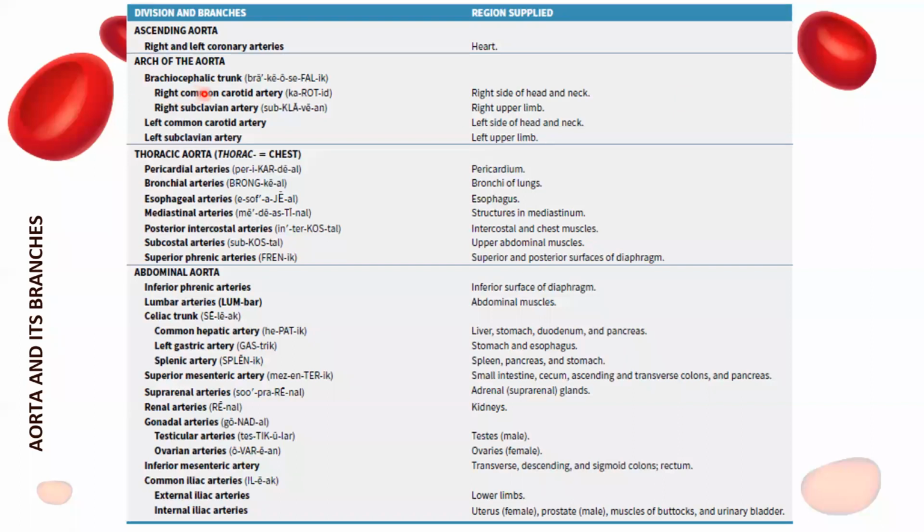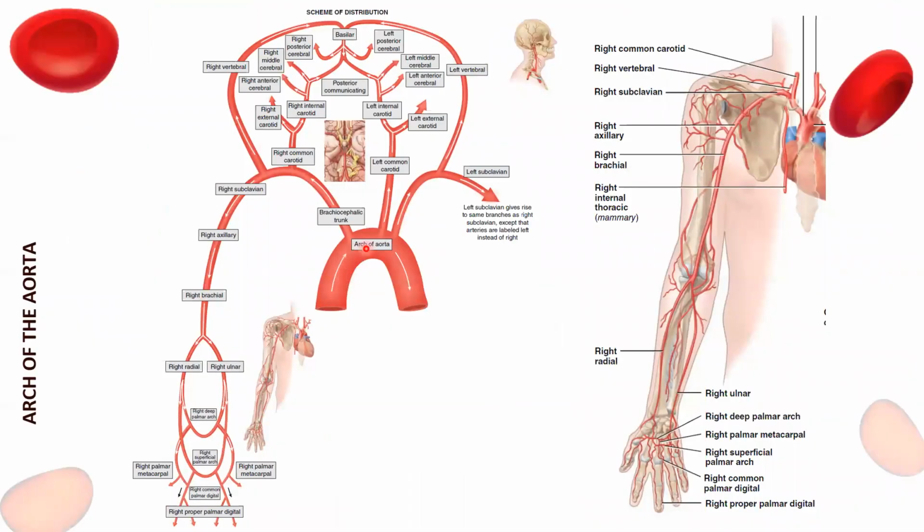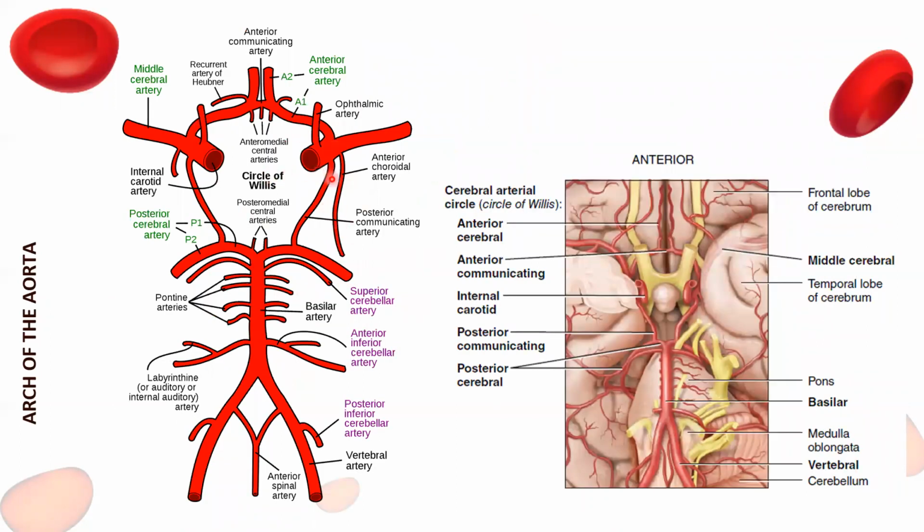Here are the different branches of the aorta. You have the ascending aorta, arch of the aorta, thoracic and abdominal aorta, and its different branches. Arch of the aorta ABCs: arch of the aorta, brachiocephalic artery, left common carotid artery, and left subclavian artery. Your right common carotid and right subclavian will branch from the brachiocephalic artery. We will discuss the circle of Willis. Here you could see the different structures of the circle of Willis together with the brain and their anatomical positions.